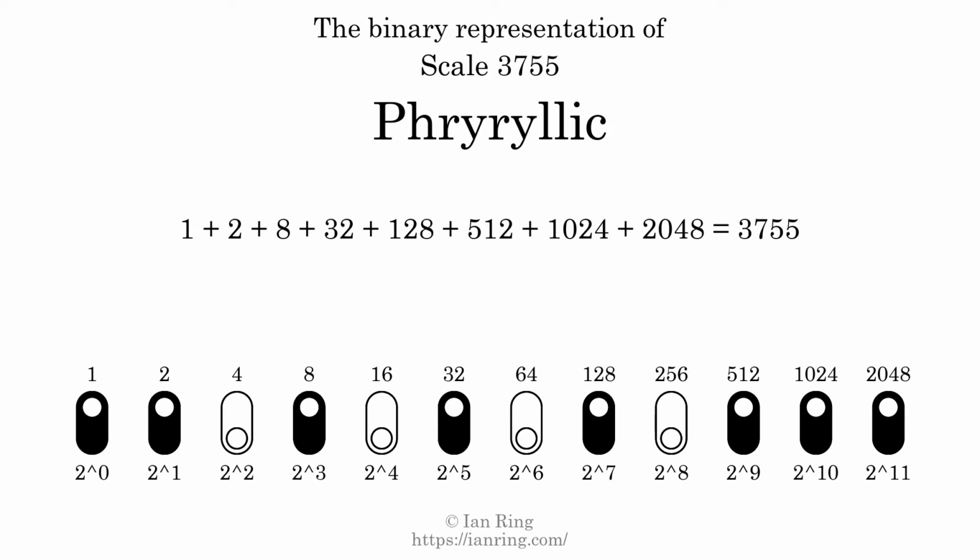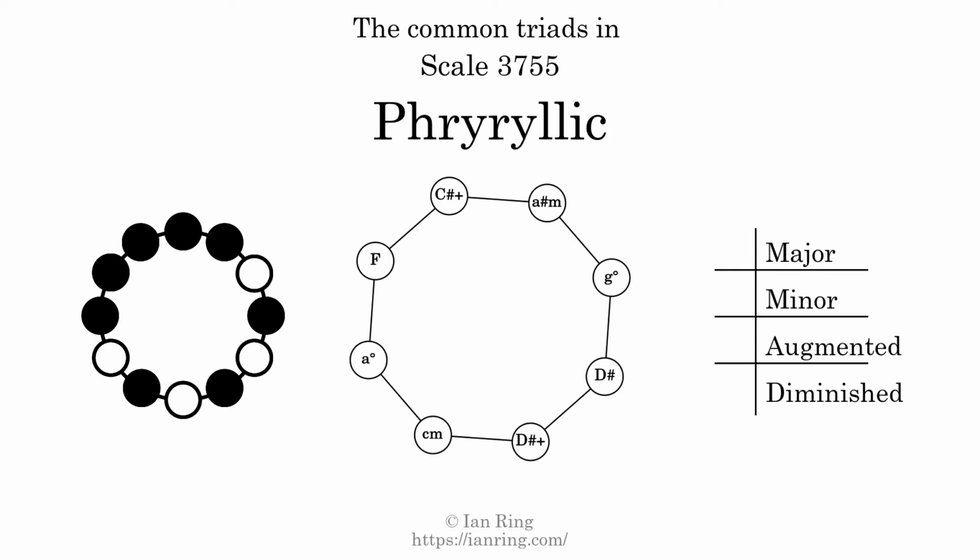3755. The scale number not only enumerates the scale with a unique index, but it also literally describes the tonal content of the scale. Represented as a binary number in base 2, the scale number is 111010101011. Here are the common triads present in this scale.